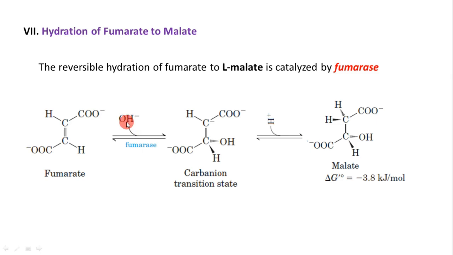First the OH minus ion is added to this carbon atom, and thereby the double bond breaks, and to the single valency of this carbon atom, one H plus ion is added, and thereby a compound without a double bond is formed, that is called malate. Here the delta G0 is minus 3.8 kilojoule per mole.